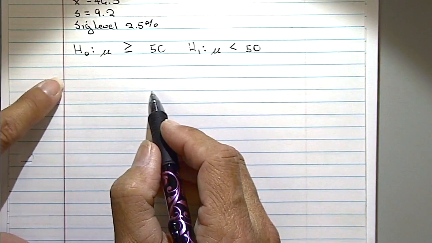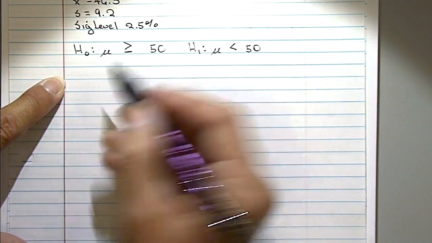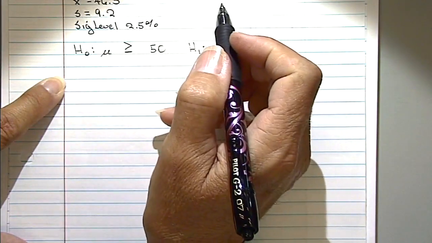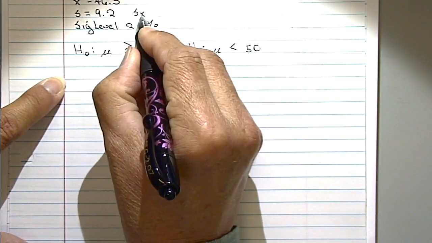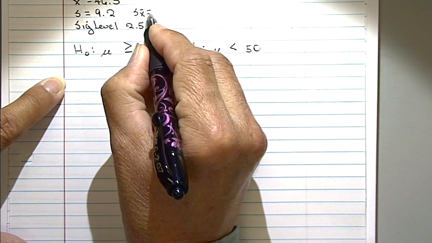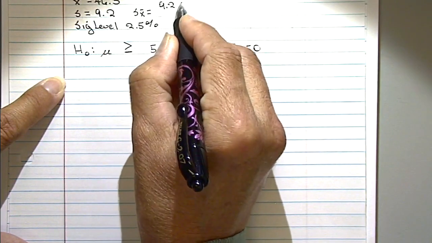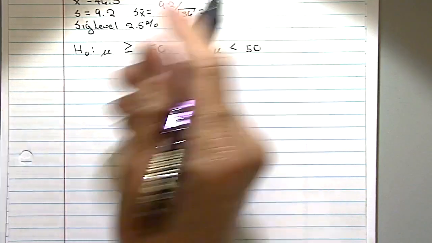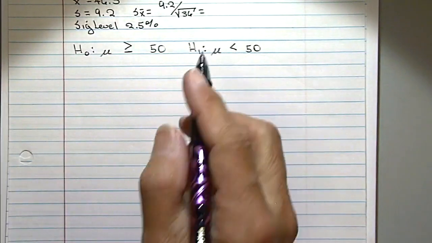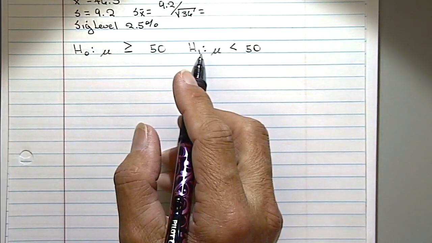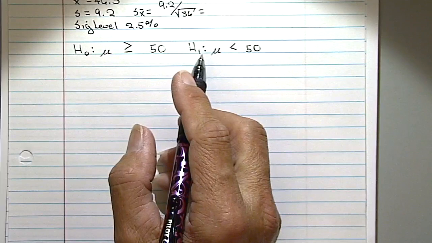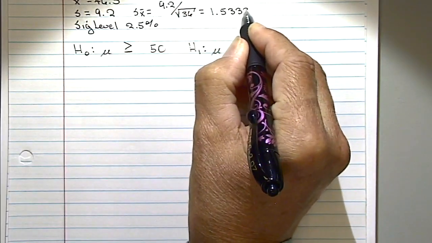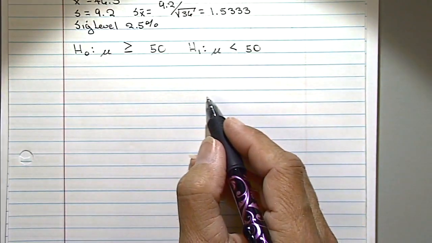So the next thing I have to say is, well, first, standard deviation. I've got a standard deviation of the sample that I took, and it came to 9.2. Let's fix this standard deviation and make it a standard deviation of x bar. Let's take the 9.2 and divide it by the square root of the sample size, which is really 9.2 divided by 6, isn't it? And I come up with a standard deviation of 1.5333 when I go to 4 decimal places, okay?